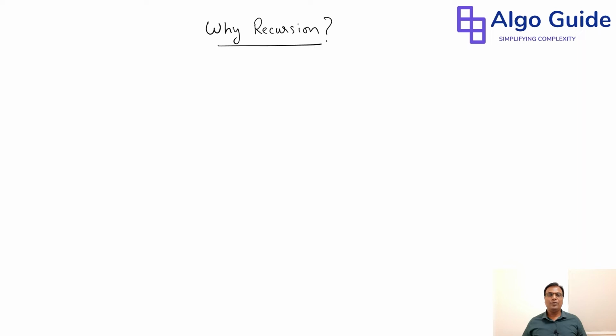Why do we need to go for recursion? Recursion is a powerful problem-solving strategy. It is a way of thinking about problems which leads to simple and elegant solutions. Recursion adds clarity and reduces the time needed to write and debug the code.